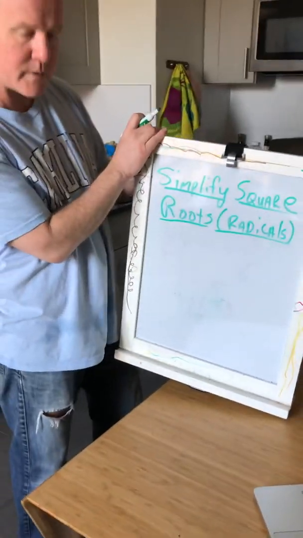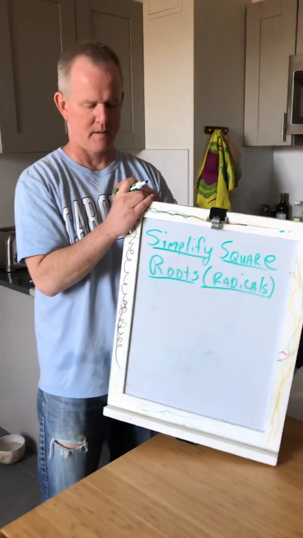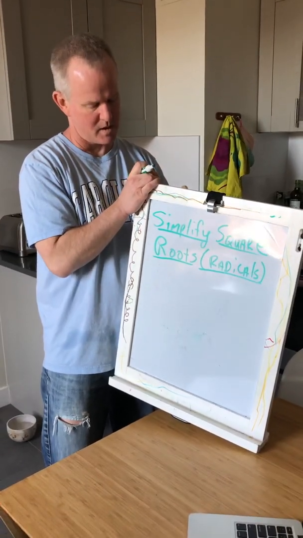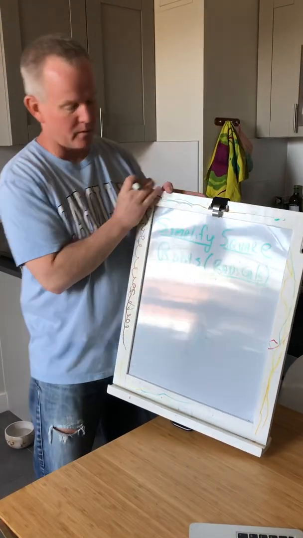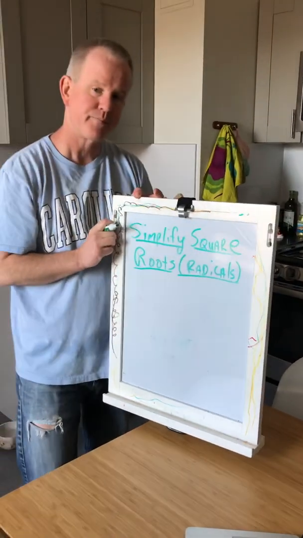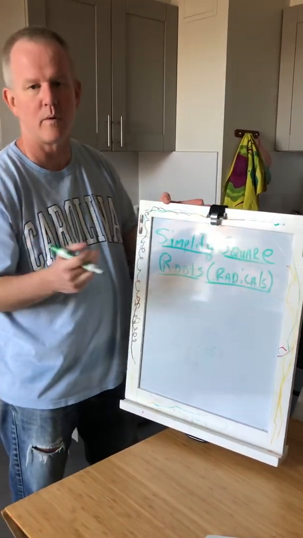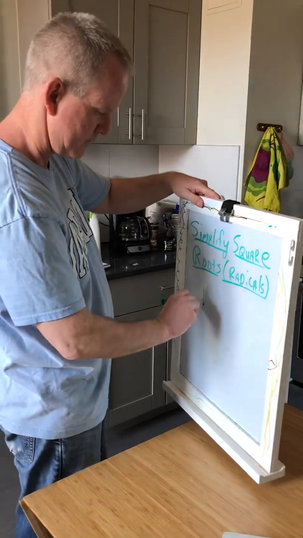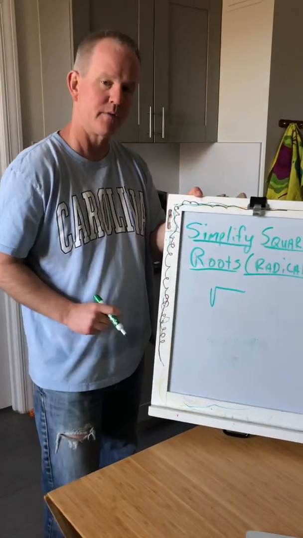Simplify square roots. Oh, sounds interesting. We all know that another word for square roots is a radical. Where does the word come from? Well, it comes from that, which is a radical sign.